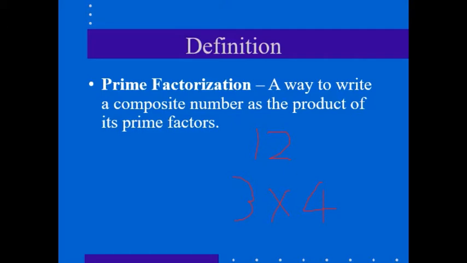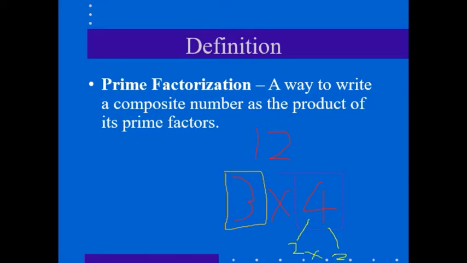Okay, 3 is a prime factor because it's a prime number that's also a factor of 12. 4 is not a prime factor. It's a composite number that is a factor of 12. So if we wanted to do prime factorization, we would have to break 12 down into 3 and 4, and then break 4 down into factors which make 4. So that would be 2 and 2, and we would also put a multiplication there.